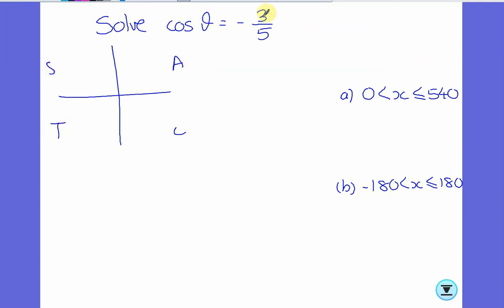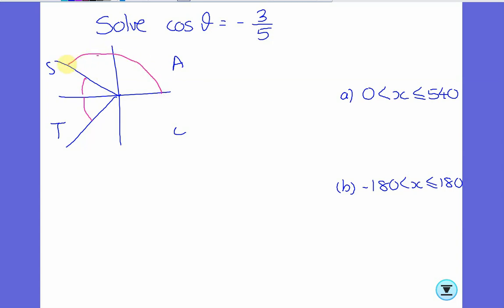Cos theta is negative. Well, they're all positive there. Sine is positive there, so cos must be negative here. And cos is negative here because they're all positive here and all cosine values are positive here. So that's what it tells me to draw these angles. So using your calculator, you get inverse cos of negative 3/5, and you actually get 126.86, etc.